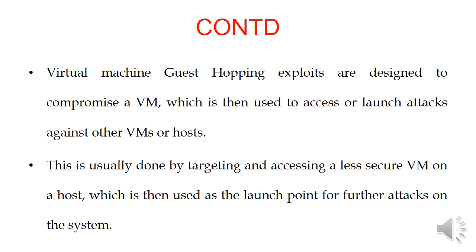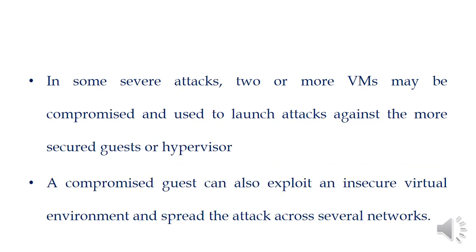The exploits are designed to compromise a VM, which is then used to access or launch attacks against other VMs or hosts. This is usually done by targeting and accessing a less secure VM on a host, which is then used as a launch point for further attacks on the system. In some severe attacks, two or more virtual machines may be compromised and used to launch attacks against a more secured guest or hypervisor. A compromised guest can also exploit an insecure virtual environment and spread the attack across several networks.